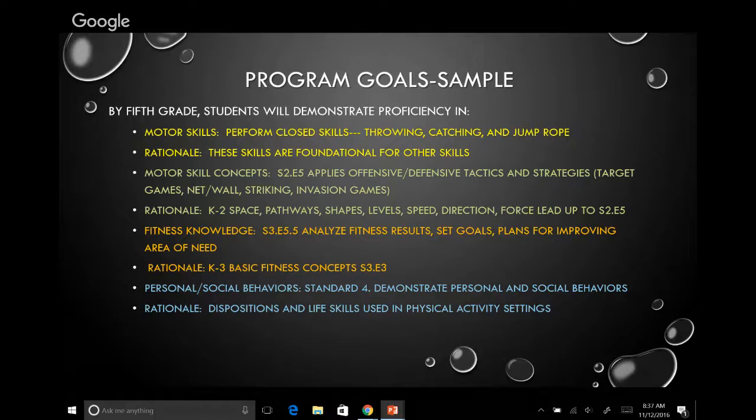particular group. Now, there were teachers in this district that had a great deal of organizational skills and practice in capturing evidence. So they were actually able to capture more motor skills than just throwing, catching, and jump rope. But every teacher in this district was dedicated to using these content standards for their focus standards.